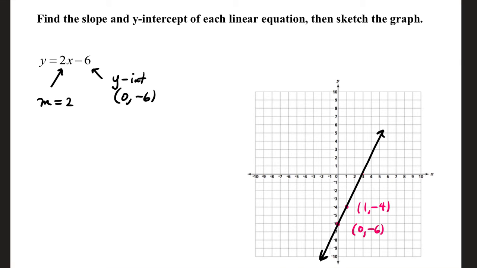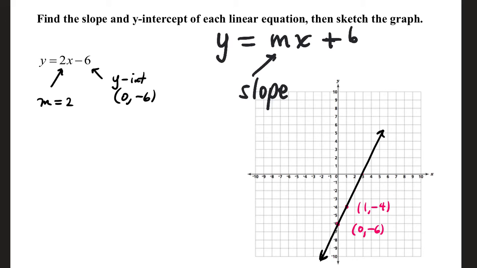Find the slope and y-intercept of each linear equation and then sketch the graph. If your equation is written in the form y equals mx plus b, then m, which will be attached to x, will be the slope of your line. And this constant on the end, b, will be your y-intercept.